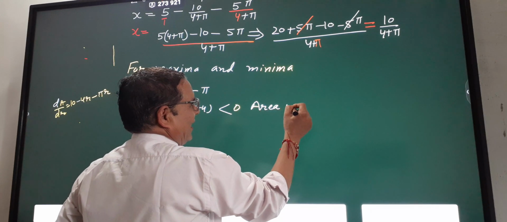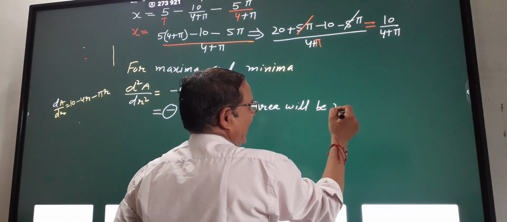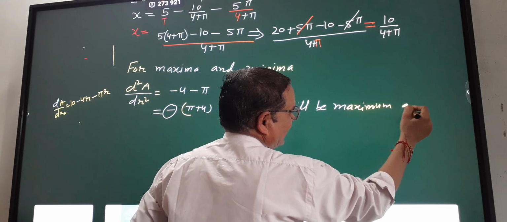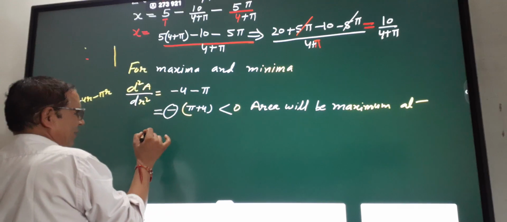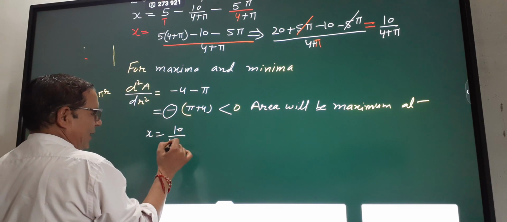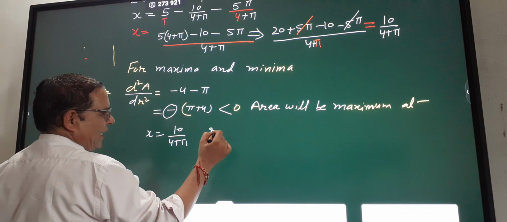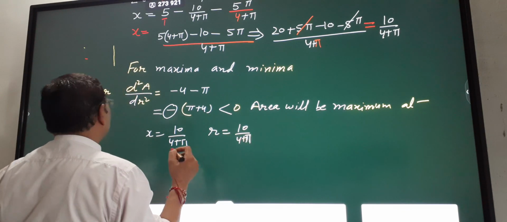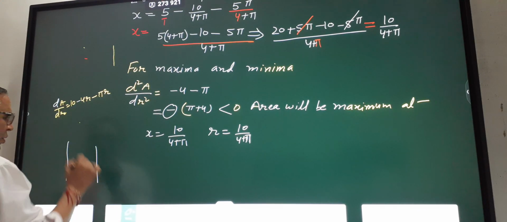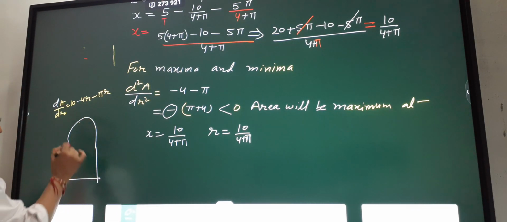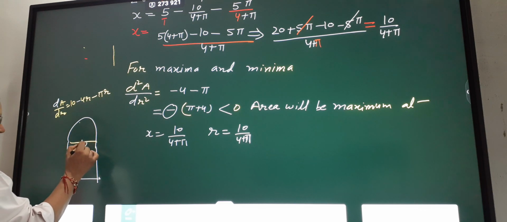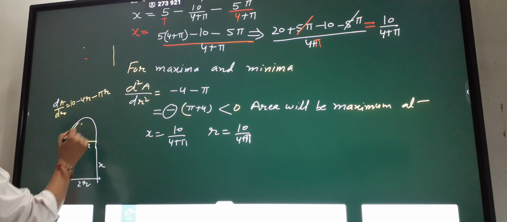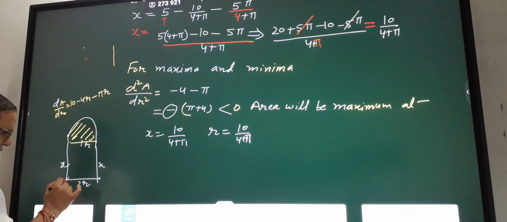Hence the area will be maximum or largest, whatever you want to write, at x equal to 10 upon 4 plus pi, and the radius r is also 10 upon 4 plus pi. But the dimensions are... I will draw the shape, ऐसा था कुछ. So that was the shape. इसको मैंने ये माना था. This was radius r, तो ये r है जो 2r हो गया था, and this x I assumed. This is the semicircle region है ना, और हमें 2r और x निकालना था.